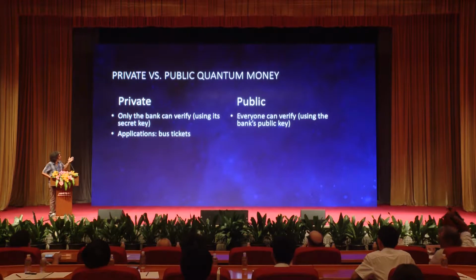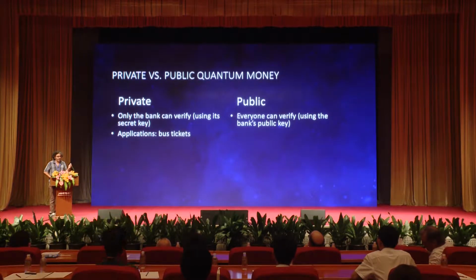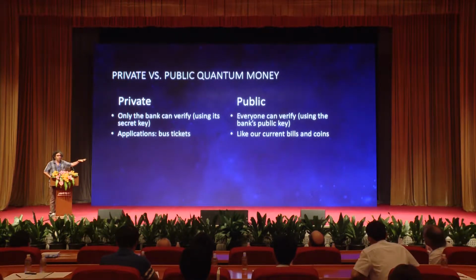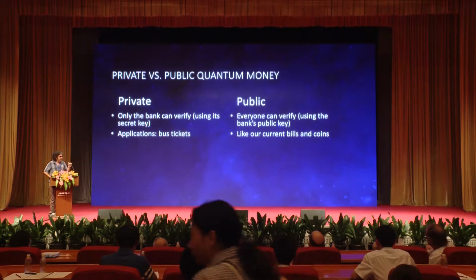In some sense, private quantum money is more similar to a bus ticket, where the bus company issues these tickets, and they are the only ones interested in verifying them. Whereas public quantum money is more similar to the coins and bills we have in our pockets, where we can transact with each other without the bank's interference or involvement.